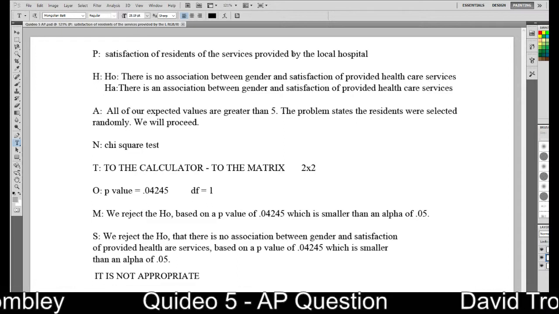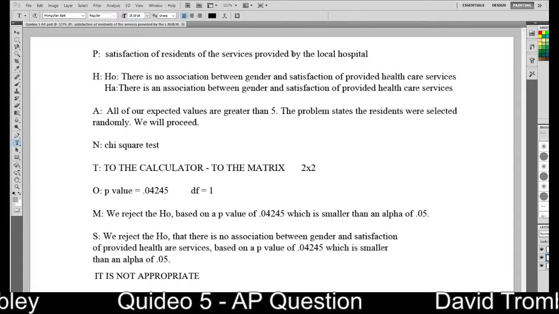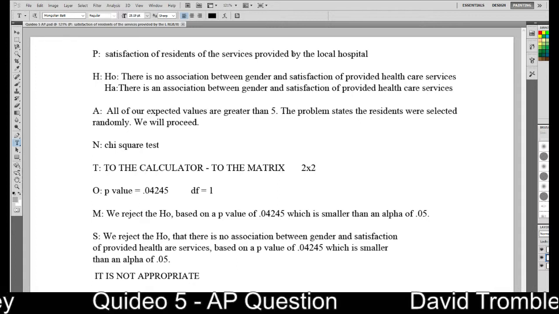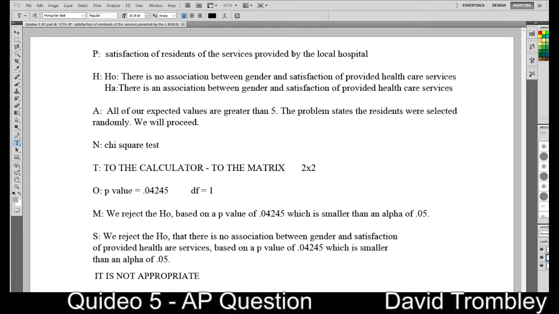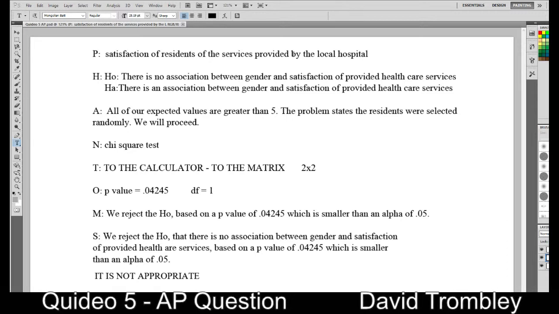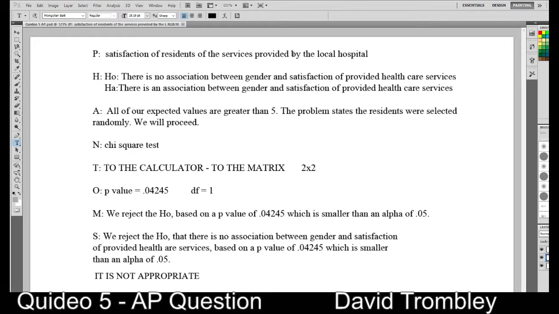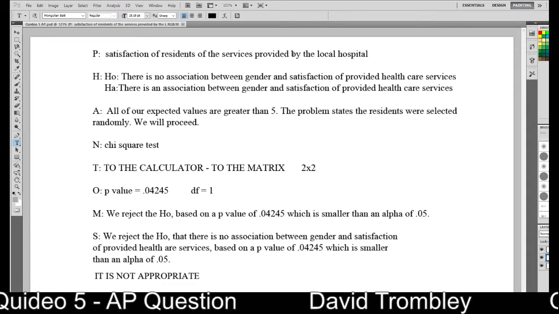So our statement in context is we reject the H0 that there is no association between gender and satisfaction of provided healthcare services based on a p-value of 0.04245, which is smaller than an alpha of 0.05.